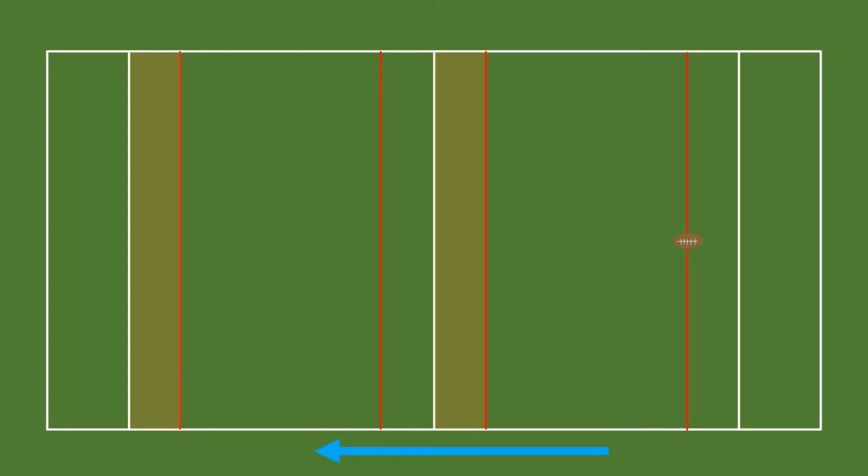Okay. As you're moving up the field on offense, you can pass or run. You have the option to do either one. However, as soon as the line of scrimmage is on or inside the no-run zone, you have to pass the ball. You cannot run, you have to pass the ball.